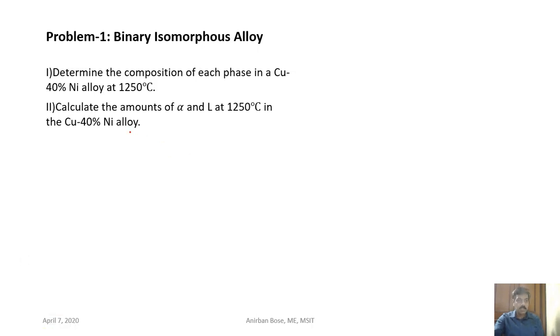Okay. So here the problem is: determine the composition of each phase in a copper-40% nickel alloy at 1250 degrees centigrade. It's a copper-nickel alloy where the composition of nickel is 40% and the temperature is given as 1250. So first, you have to find out what the different phases present are and their compositions.